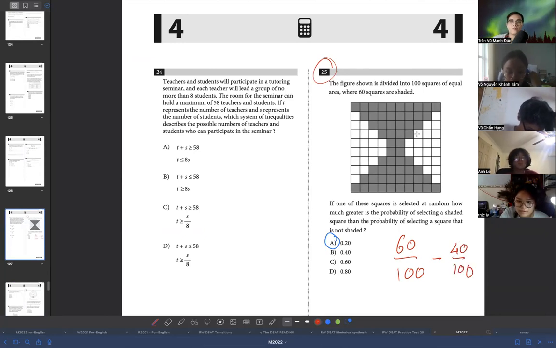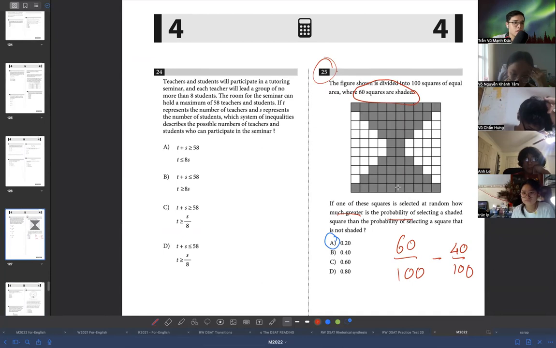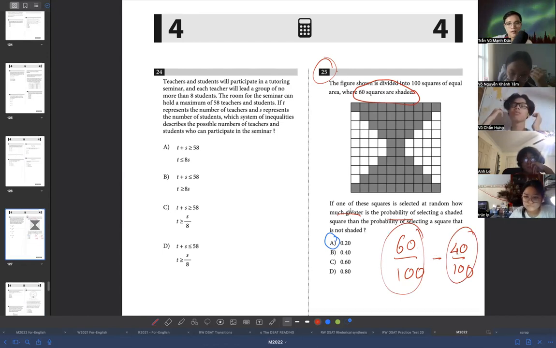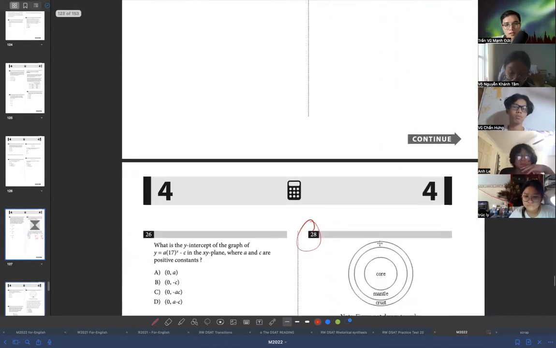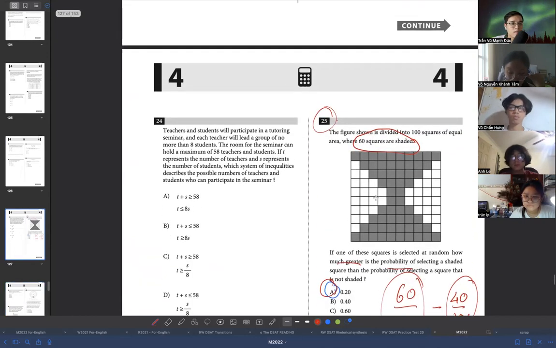All right, exactly. So you have 60 squares shaded. How much greater is the probability? So you're going to have to calculate the probability of selecting a shaded square and then subtract the probability of selecting a square that's not shaded. So you calculate these two values, and you subtract 60 minus 40 over 100, and you get 0.20. 0.2. Exactly. Very good.